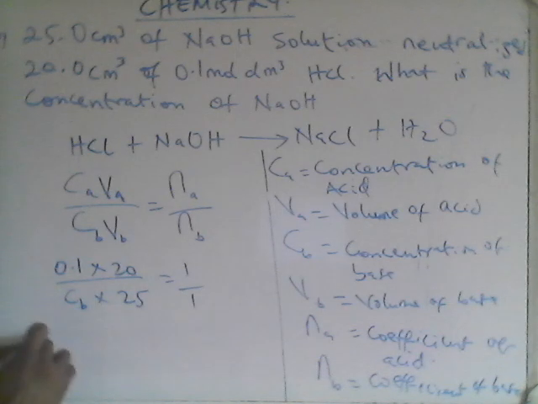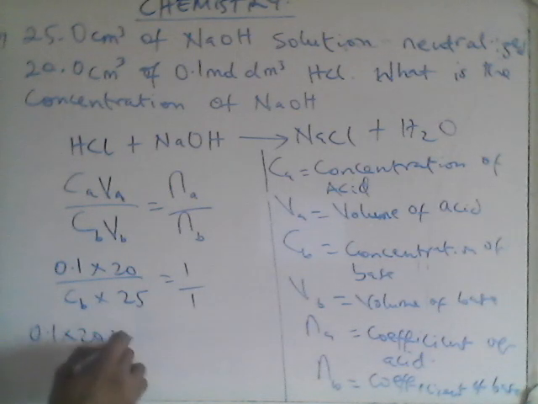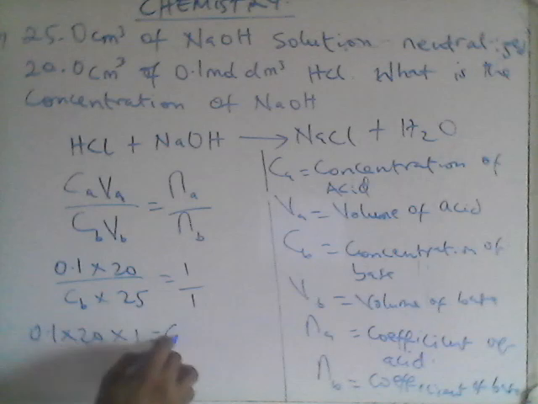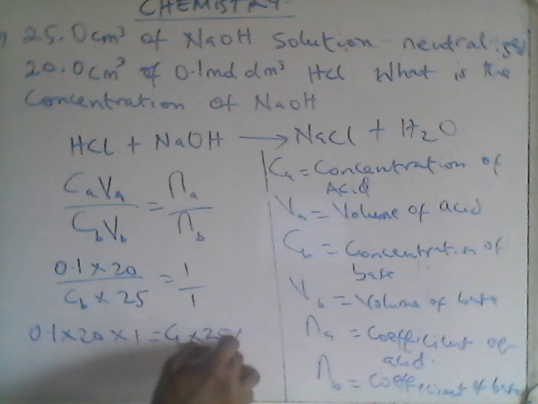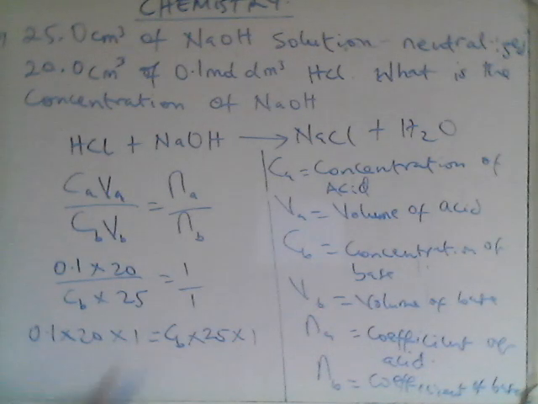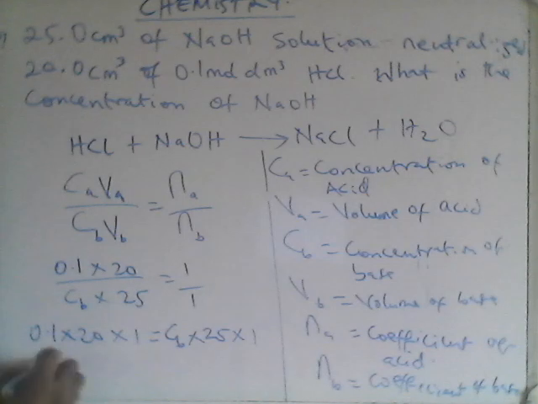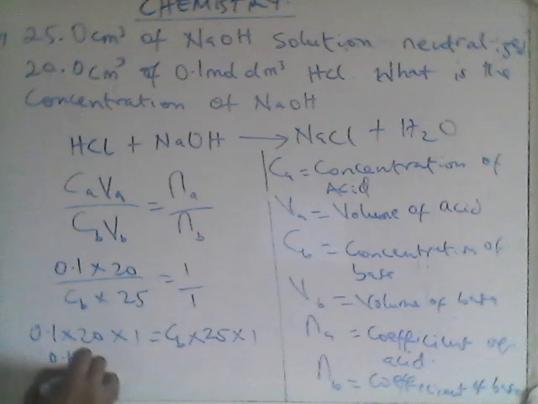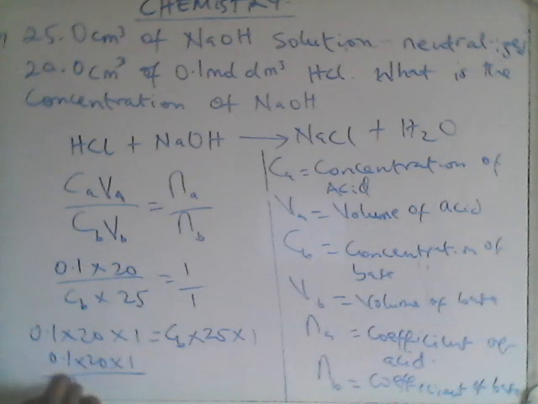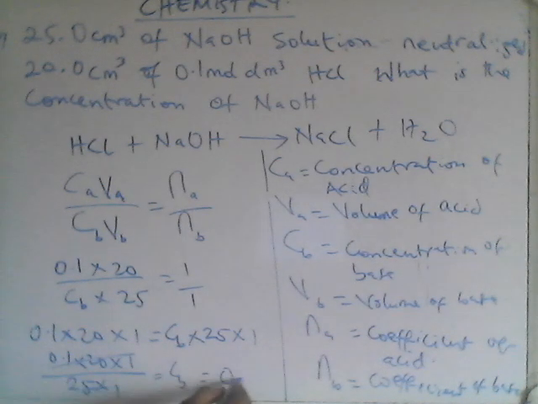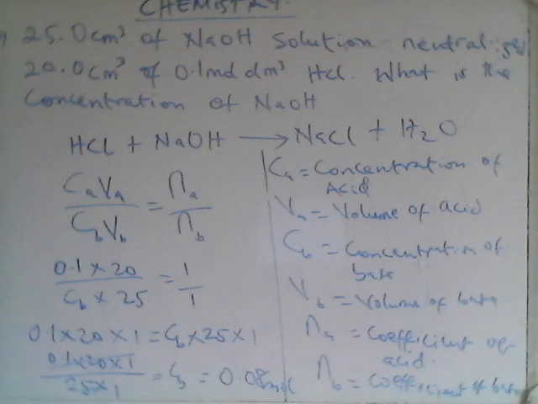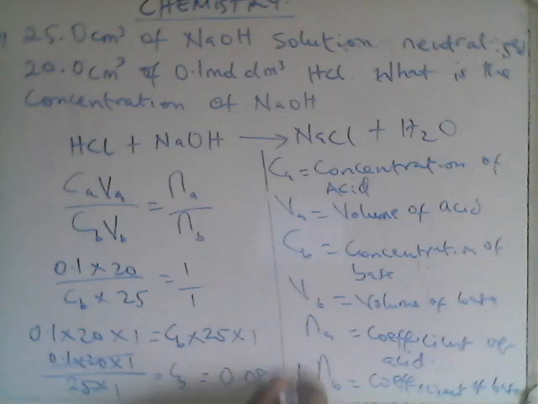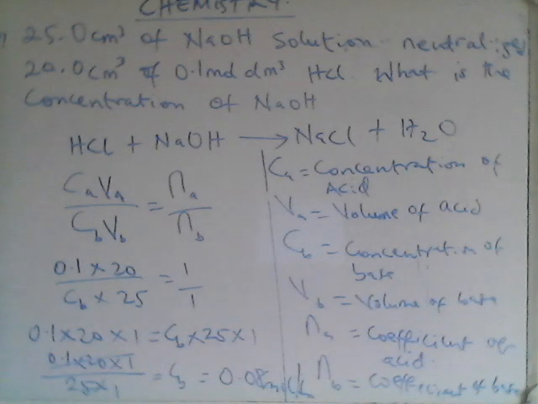That is 0.1 times 20 times 1 is equal to Cb times 25 times 1. So Cb will stand on its own, while 25 times 1 will come under here. So I have 0.1 times 20 times 1 all over 25 times 1 equals Cb. When I do everything here, what I'll be having is 0.08 mole per dm³. So that is the concentration of the base.